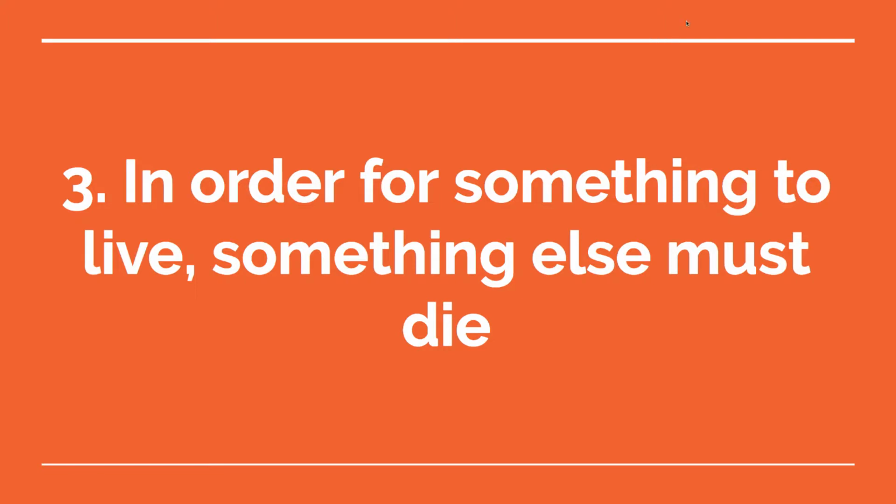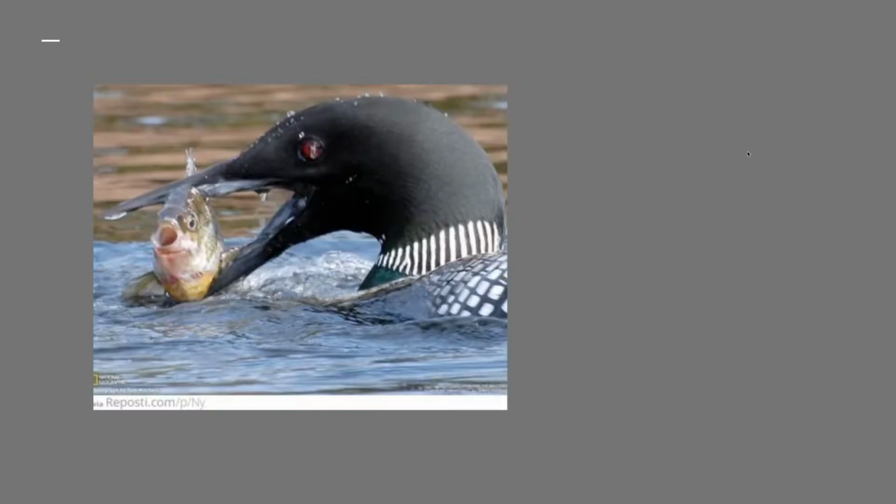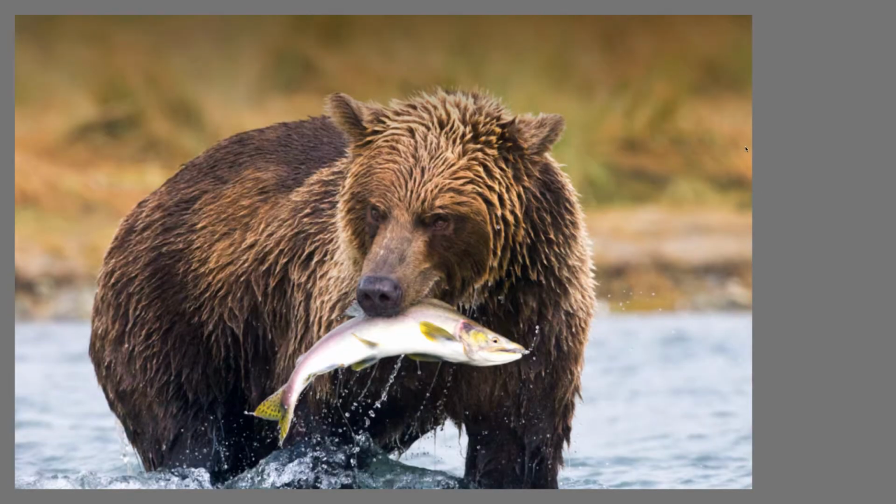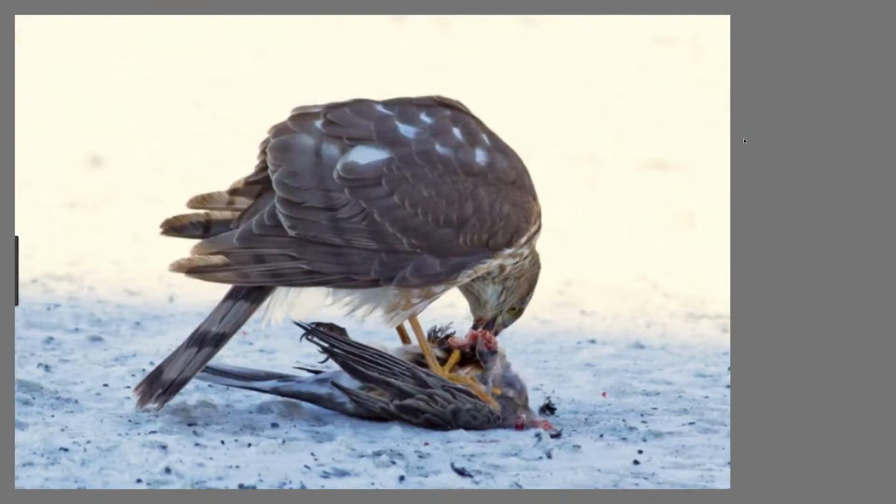And the third thing, in order for something to live, something else must die. That is kind of the harsh reality sometimes. We think about, here's a loon, common loon, eating a bluegill. Hard to tell from this side, but obviously going to have a meal. This bear is having a fish meal, but bears, of course, eat lots of other things. This is a Cooper's hawk, and it's feeding on our state bird. Again, in order to live, something else must die. That's the harsh reality of nature.